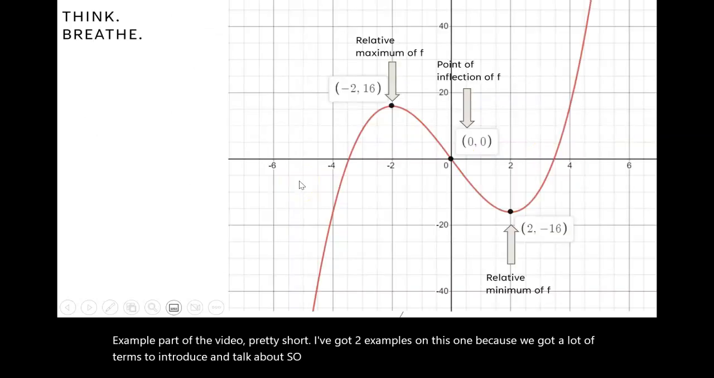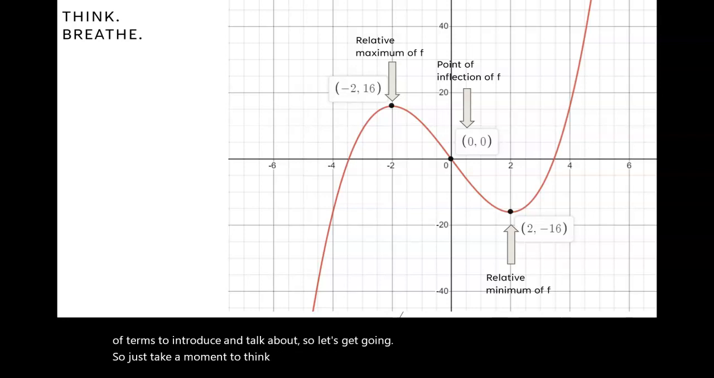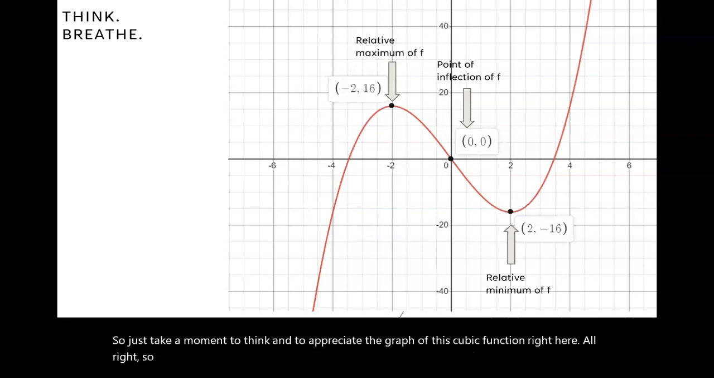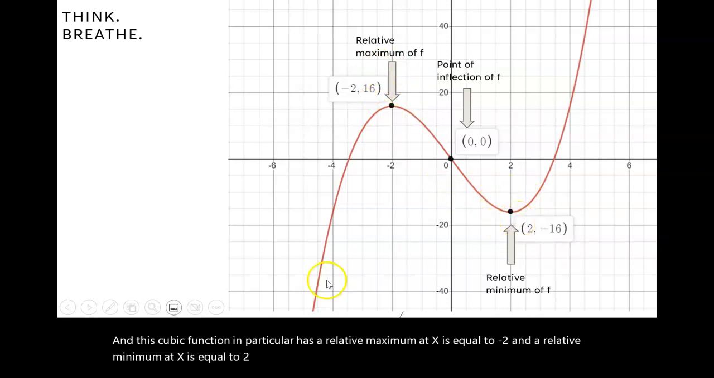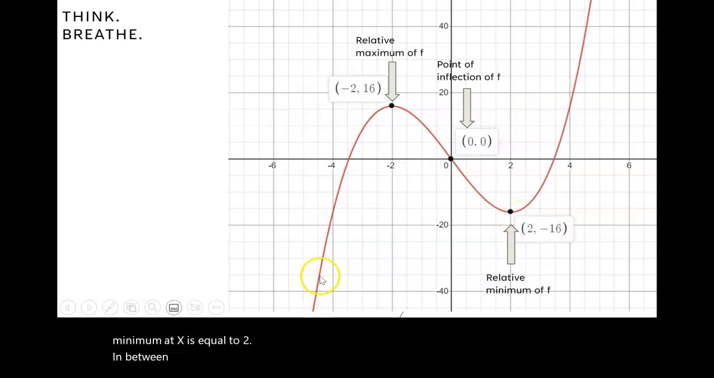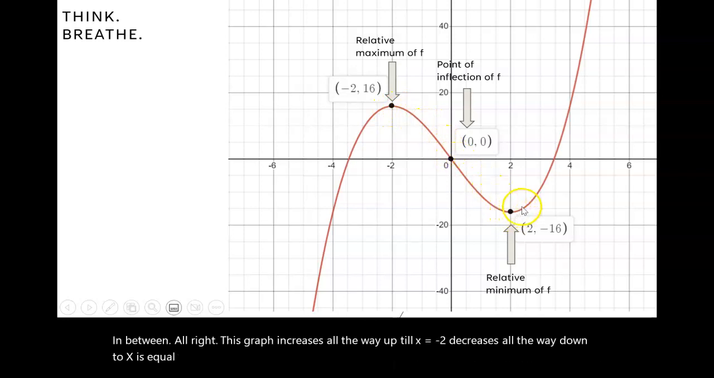So let's get going. Just take a moment to think and to appreciate the graph of this cubic function right here. We've got a cubic function off here to the right. This cubic function in particular has a relative maximum at x = -2 and a relative minimum at x = 2. In between, this graph increases all the way up until x = -2, decreases all the way down to x = 2, and then increases from x = 2 beyond.